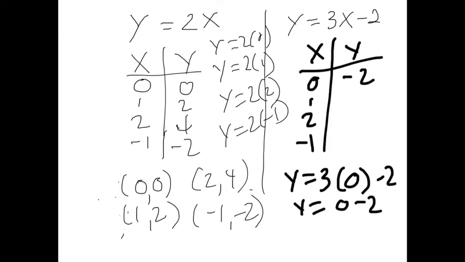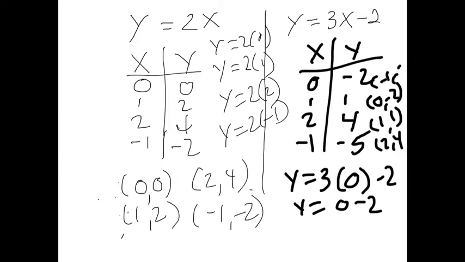If I plug 1 in, 3 times 1 is 3. 3 minus 2 is 1. If I plug 2 in, 2 times 3 is 6. 6 minus 2 is 4. 3 times -1 is -3. -3 minus 2 is -5. So again, now I have 4 points, which are (0, -2), (1, 1), (2, 4), and (-1, -5), which if I plot on a coordinate plane will give me a straight line.